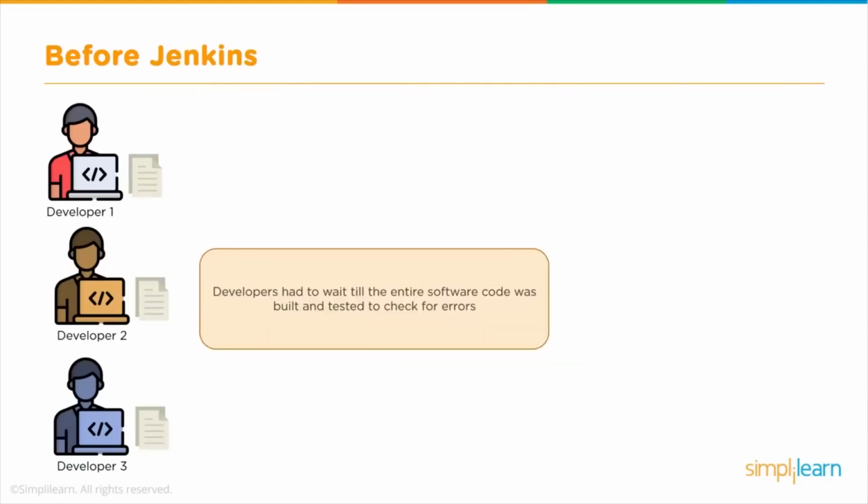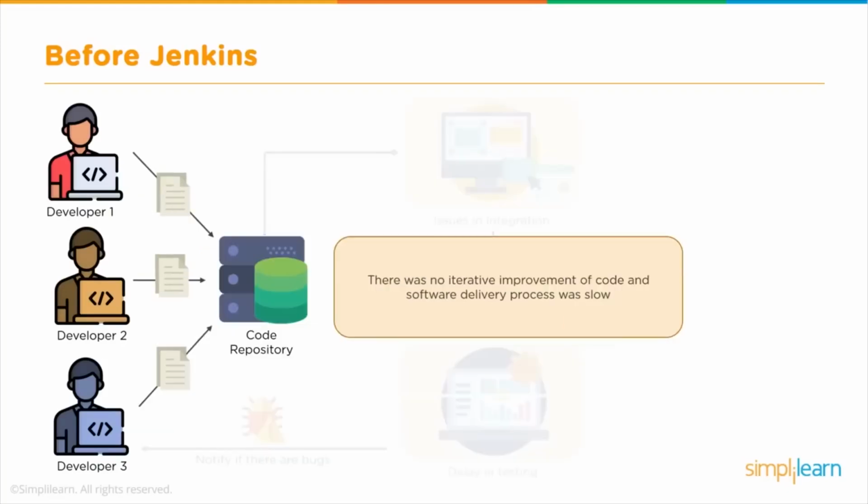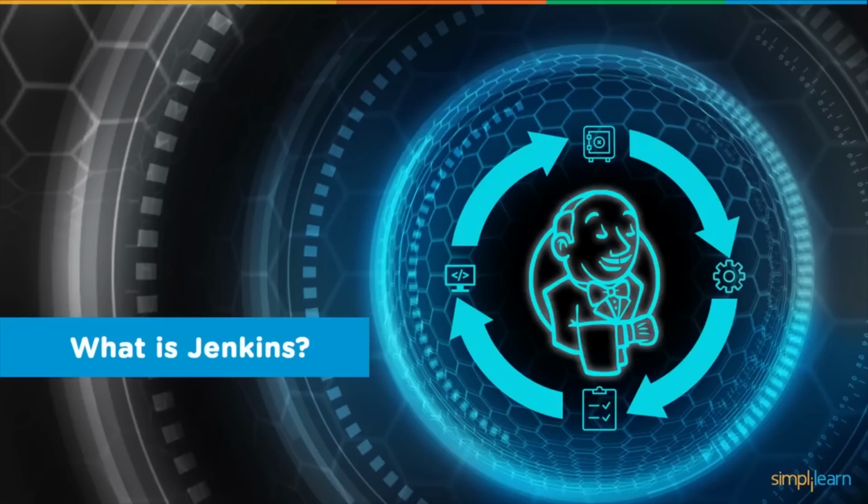And in the past, we'd have to wait until the entire software code was built and tested before we could even begin checking for errors. And this just increased the amount of problems in your project. The actual process of delivering software was slow. There was no way that you could actually iterate on your software. And you just ended up with a big headache, with teams pointing fingers at each other and blaming each other. So let's jump into Jenkins and see what Jenkins is and how it can address these problems.